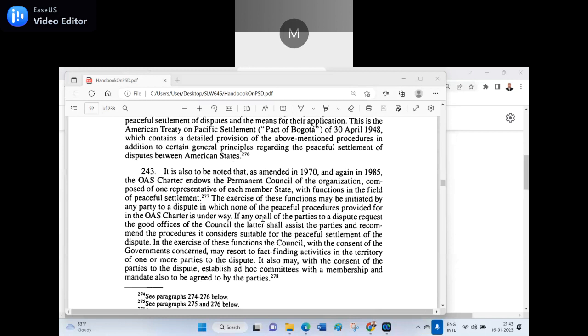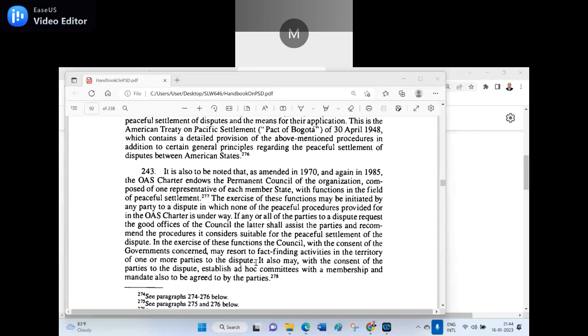If any or all of the parties to a dispute request it, the good offices of the council shall assist the parties and recommend the procedure it considers suitable for the peaceful settlement of the dispute. In the exercise of this function, the council, with the consent of the government concerned, may resort to fact-finding activities in the territory of one or more parties to the dispute.